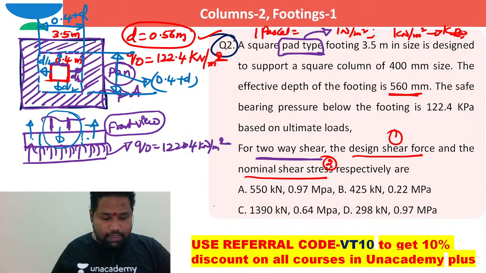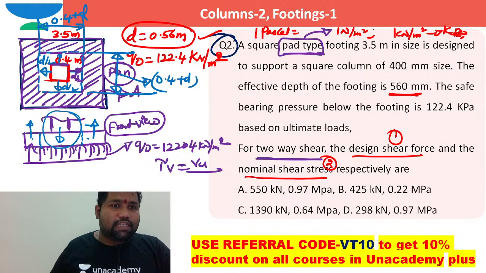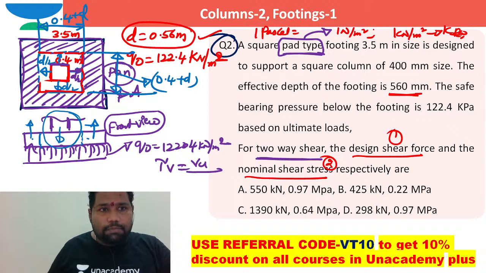Coming to the second part, how are they expecting tau v? What is this tau v? The average shearing stress, which is equal to Vu divided by the area over which that shearing stress is developing. That area is the perimeter of this dotted line, this red line. Over this perimeter length the two-way shear is developing, and it develops over a depth of dc. So I can write p times dc.